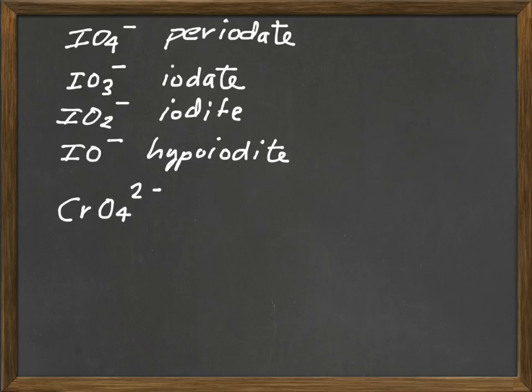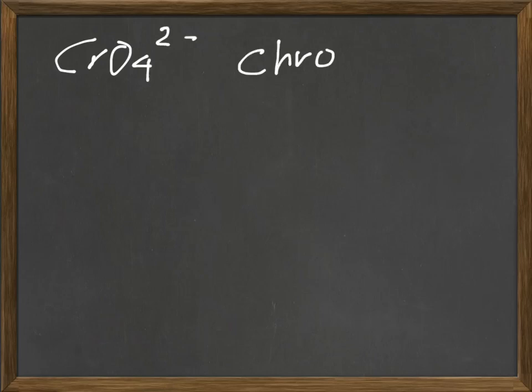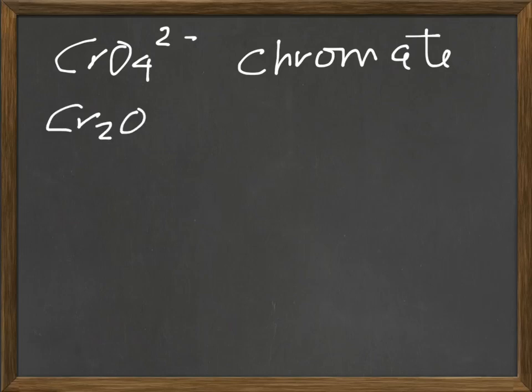CrO4 2 minus and Cr2O7 2 minus. Pretty sure I got those right. I don't know what happened to those guys. We'll just go on without them. CrO4 2 minus is chromate. Cr2O7 2 minus is dichromate.